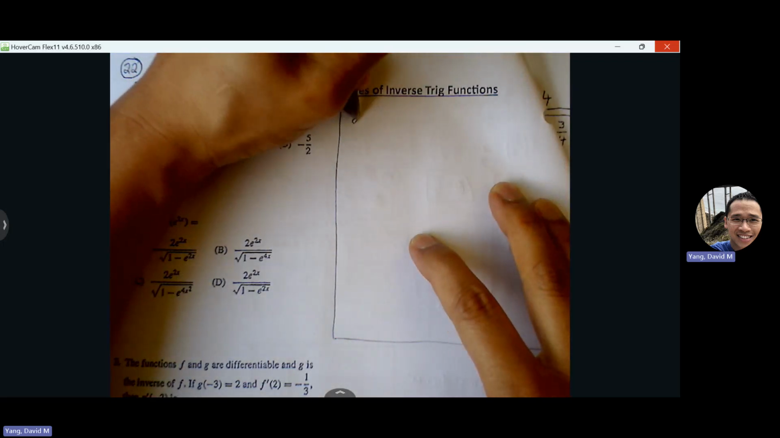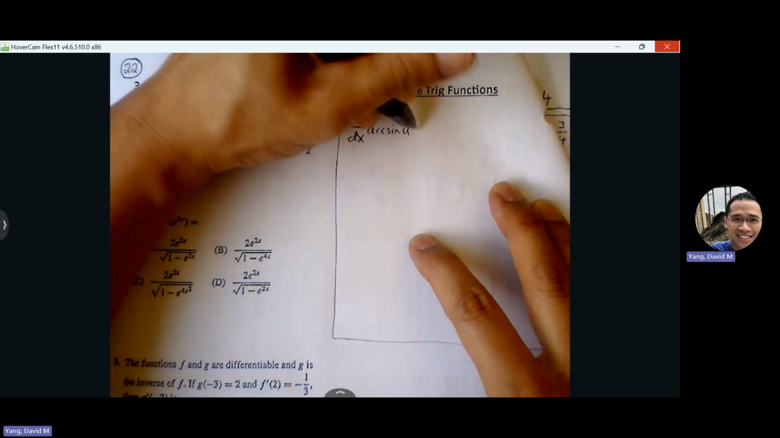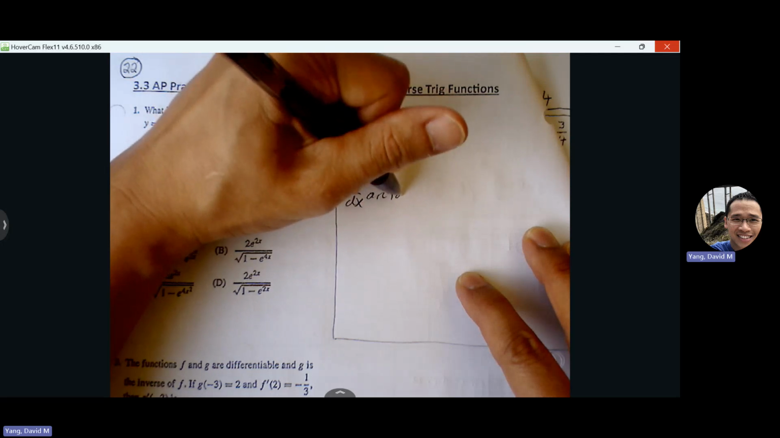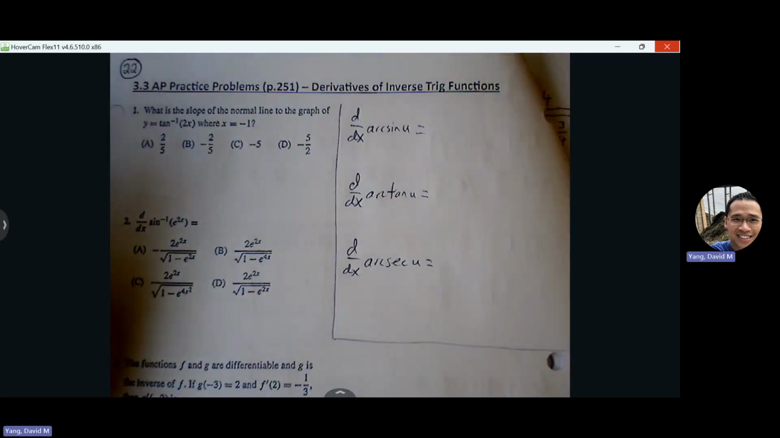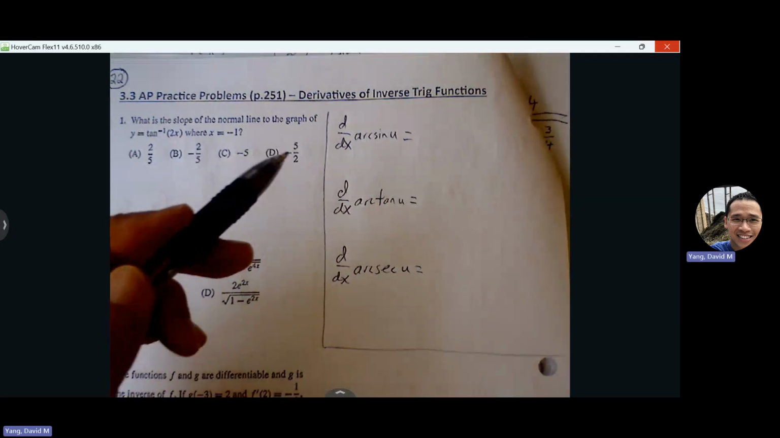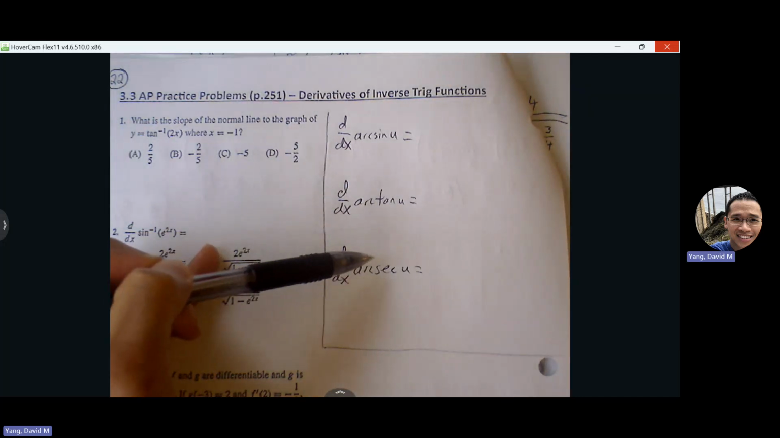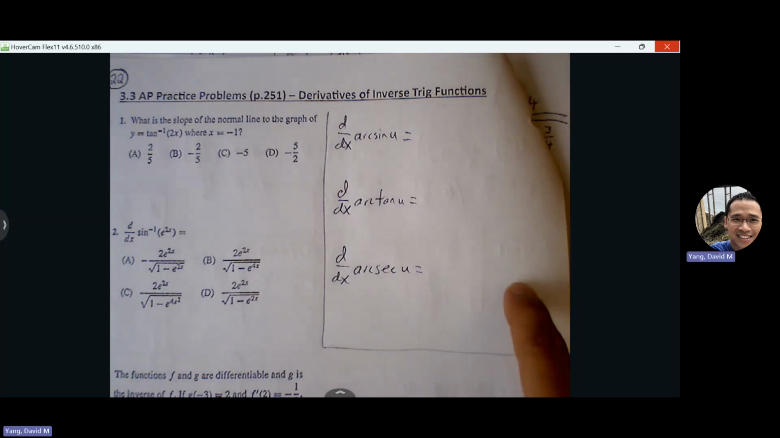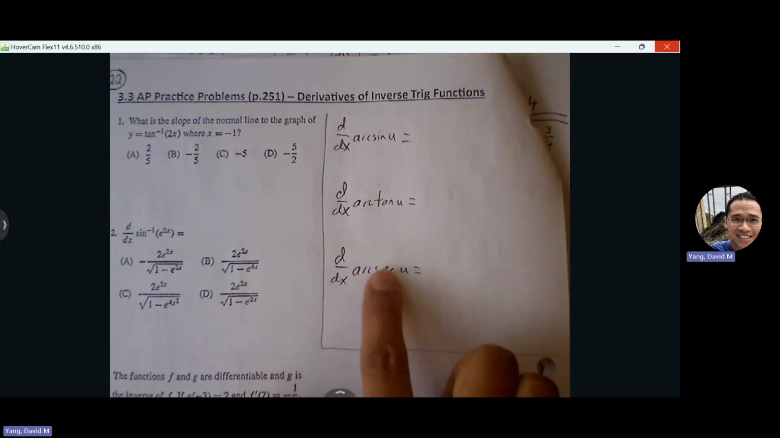So let me have you write these out again. You have derivative of arc sine of u, derivative of arc tangent of u, and derivative of arc secant of u. These are the only 3 main ones you need to know, among the 6 arc trig rules, because if you can memorize these 3, then the other 3 that involve C's, arc cosine, arc cotangent, arc cosecant, are just the negative versions of these. Okay.